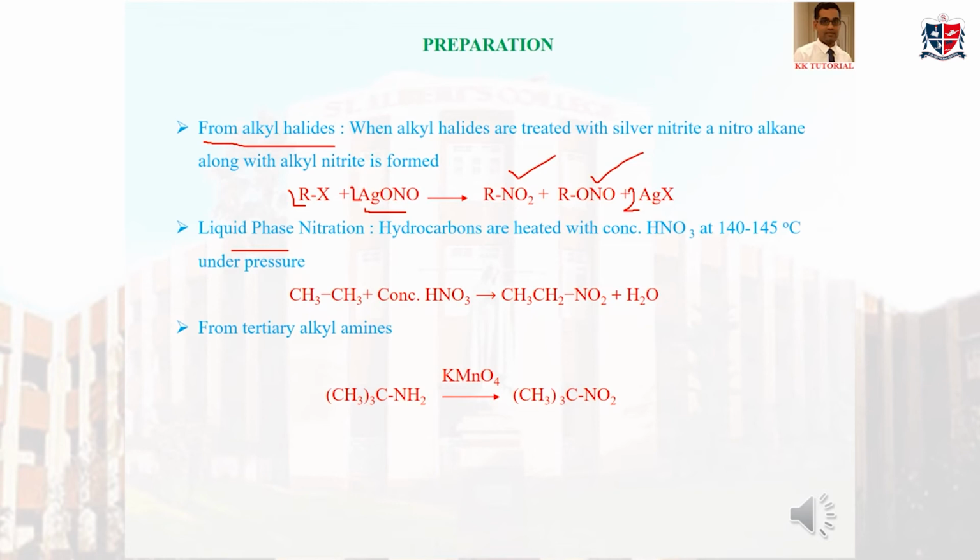Okay. Now, the third method, from tertiary alkyl amines. Tertiary alkyl amines, on oxidation with KMnO4, give the tertiary alkyl nitro compound, you see. So in this reaction, the amine must be primary. This amine is primary, you see. It's an NH2 group, but the alkyl part is tertiary. So this is the third method. From tertiary alkyl amines, we can oxidize them to form a tertiary alkyl nitro compound.